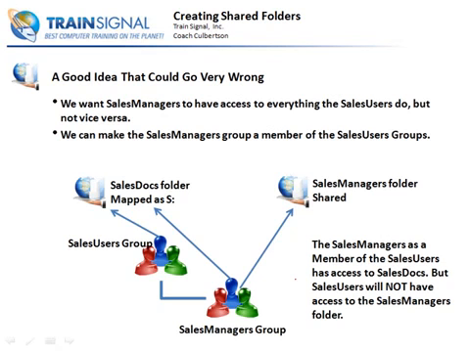Now, here's the situation. We want sales managers to have access to everything that the sales users do, but not vice versa. So what we can do is we can actually make the sales managers group a member of the sales users group. And yeah, we can make groups member of other groups. That's what we call nesting groups. Then if sales users group has access to the sales docs folder, then so does the sales managers group. But then we could also give very specific permissions on the sales managers group to the sales managers folder, but the sales users will not have access to that sales managers folder.